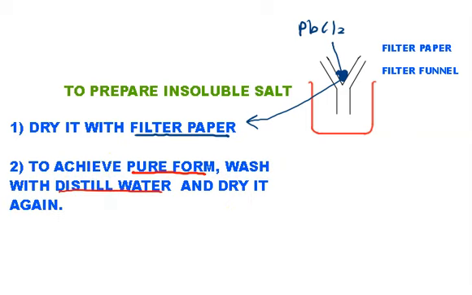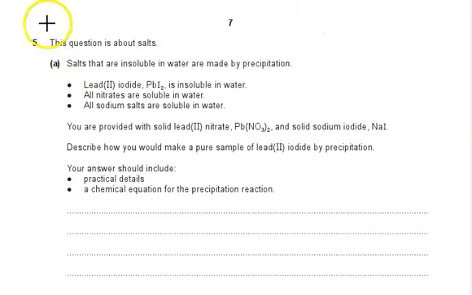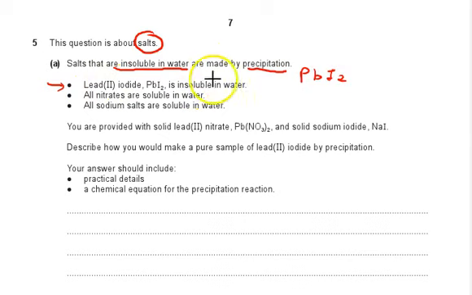Okay, so this is one of the Paper 4 questions. This question is about salts that are insoluble in water, which are made by precipitation. They already give us the hint of what they want. Lead 2 iodide is insoluble in water, but they already mentioned all nitrates are soluble in water and all sodium salts are soluble in water.